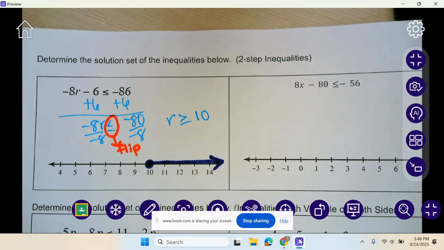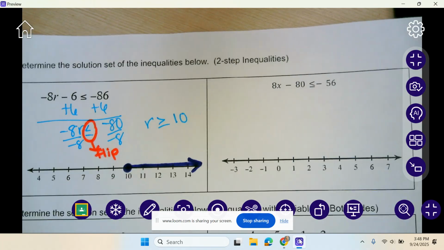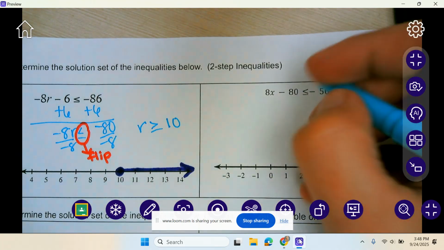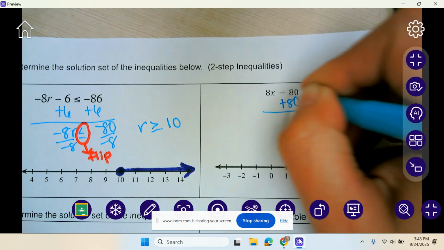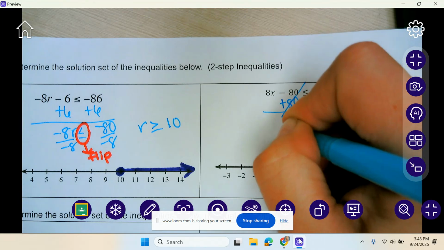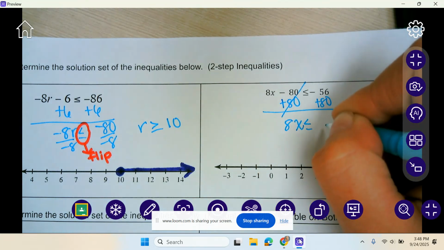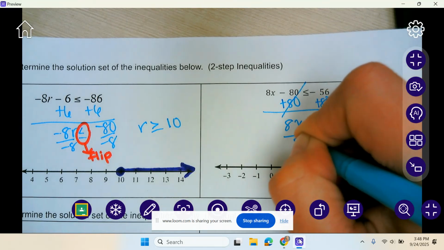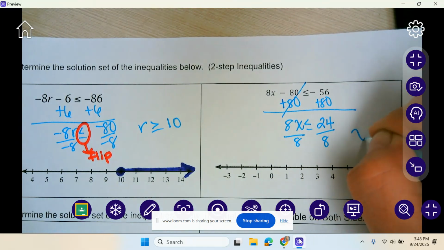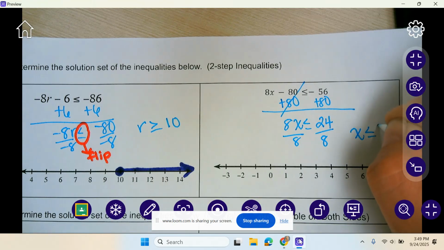Let's get a better marker for the next one. All right, so next one's super similar. I'm going to get rid of the minus 80 with a plus 80. Cancel. And I have 8x is less than or equal to 24. Divide by 8. X is less than or equal to 3.